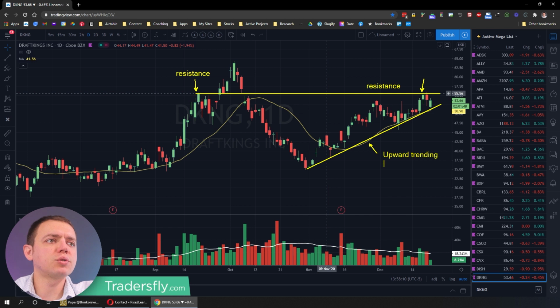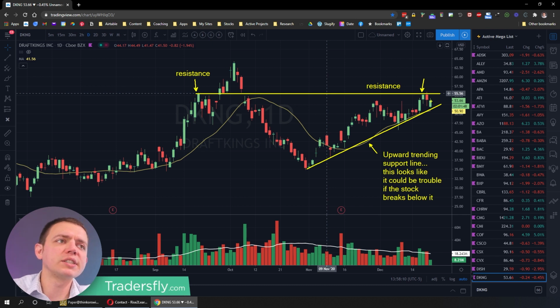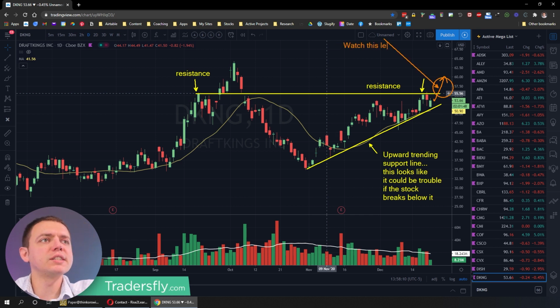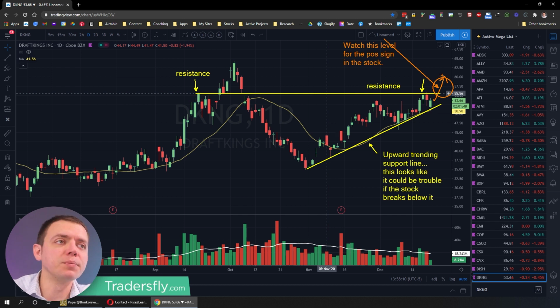upward trending support line, this looks like it could be trouble if the stock breaks below it. Right now we're kind of compressing, but for an upside swing, watch this level for the positive sign in the stock. If it breaks there on good volume with a nice wide price spread, that could be a positive move. That's what you're looking for. But if it breaks this upward trending support line, that could be much bigger trouble.